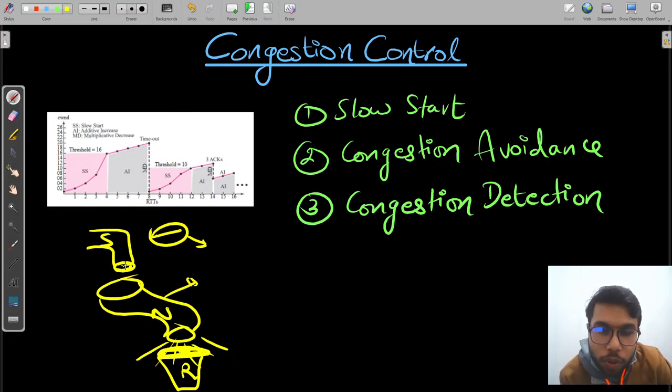So this is your sender window. This is your receiver window, okay?